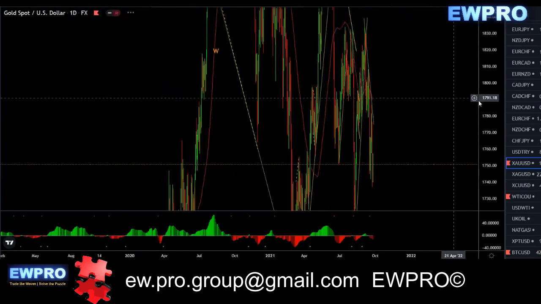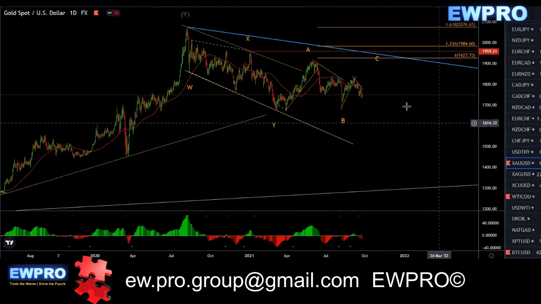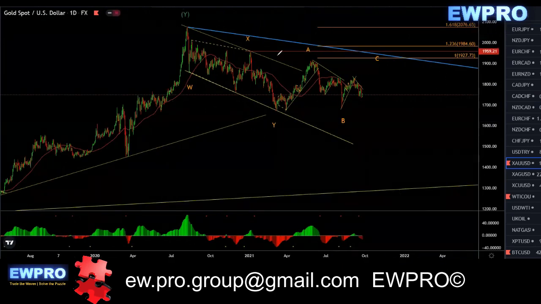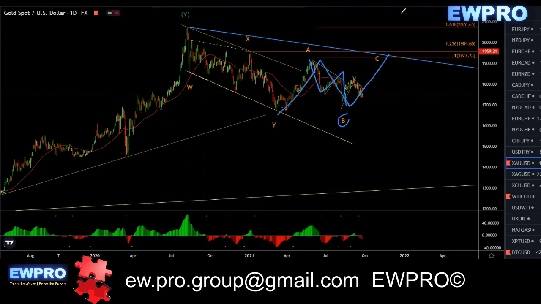Looking at gold on the daily, that bear hidden didn't quite play out like I've been explaining. We were looking for this to go and break that low for the bear hidden. It got very close but didn't break that low. So we're looking at it as A, B, C in the B wave, and then we're looking for that A, B, C.